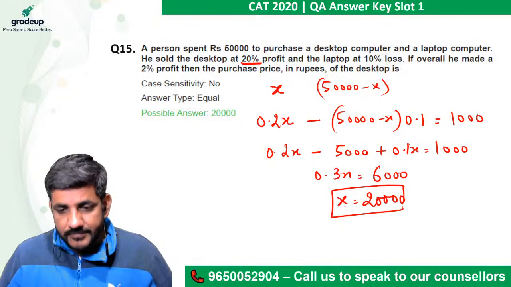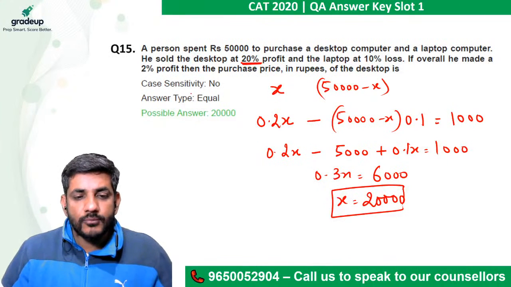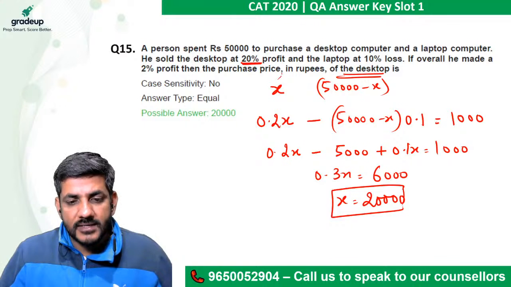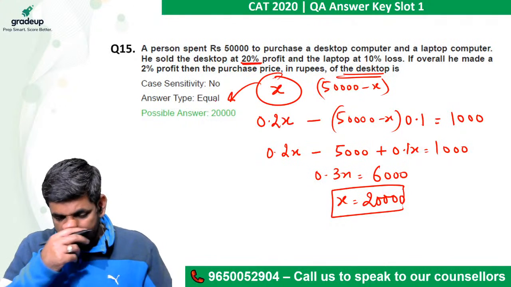I'm sorry, 20,000. So x is 20,000. What is the question asking you? What is the price of the desktop? That is x, and that x has come out to be 20,000.